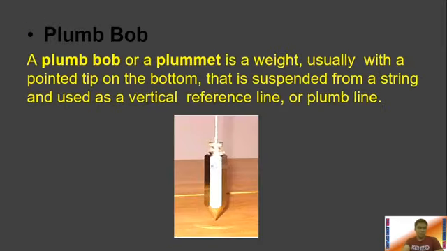Okay. Then we have the plumb bob. So a plumb bob or plummet is a weight, usually with a pointed tip on the bottom, that is suspended from a string and is used as a vertical reference line or plumb line. So if we want to make our installations vertical, straight with respect to the floor, we'll use a plumb bob.